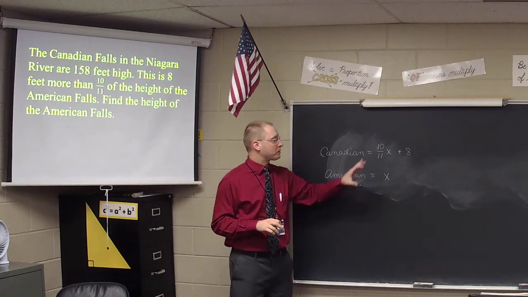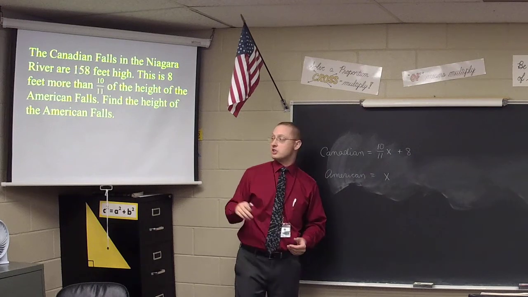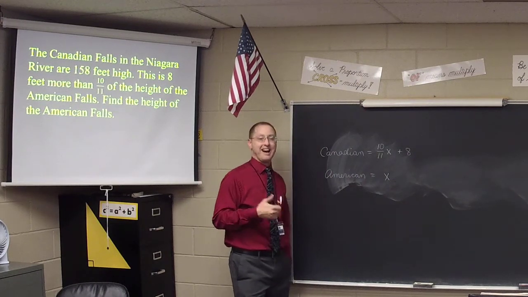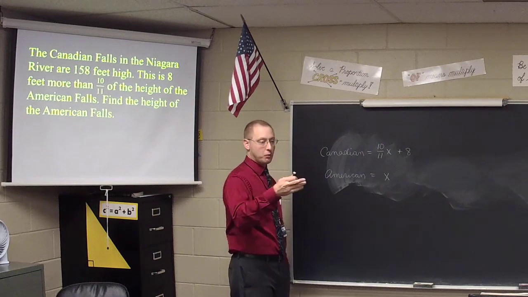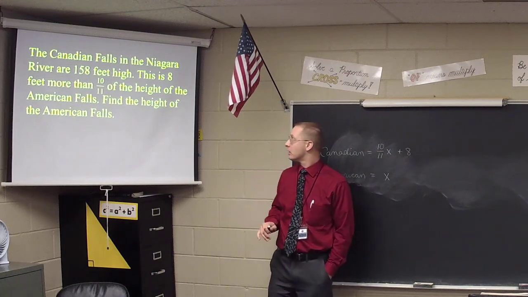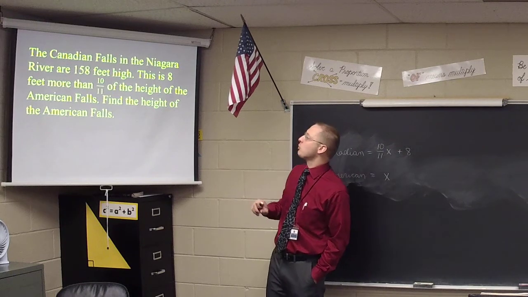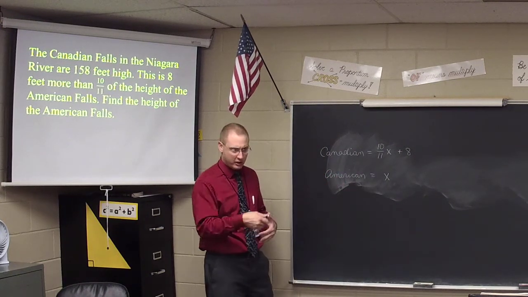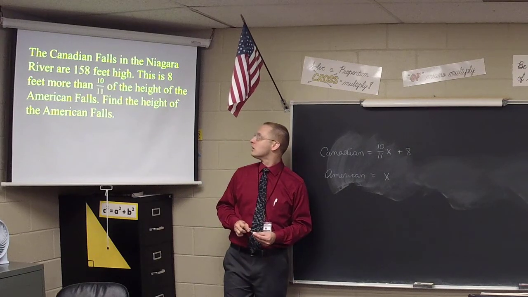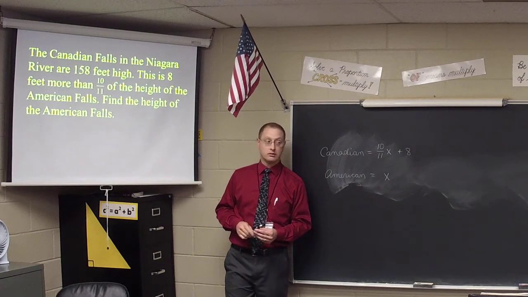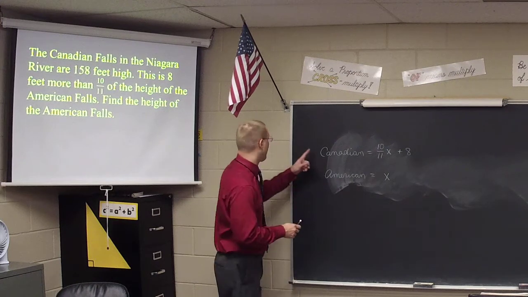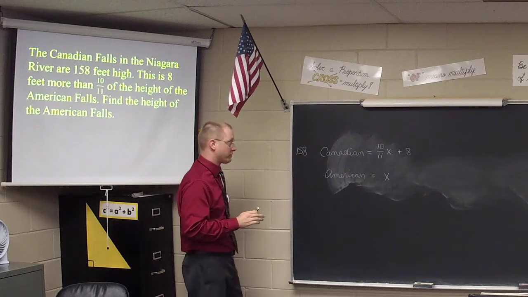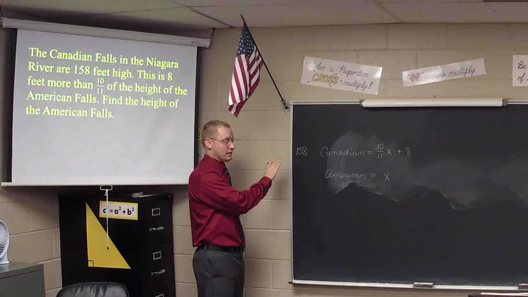All right, questions on how and why he set it up this way. All right, and once we've represented our unknowns, the next thing we want to do is set up our equation, right? And to set up the equation, we need to figure out what number hasn't been used yet. Dylan, what number has not been used? 158. All right, is the 158 feet the Canadian? Is it the American? Is it both of them together? The Canadian. That's the Canadian Falls. The 158 feet is not the total height of the falls. That's just the Canadian side.